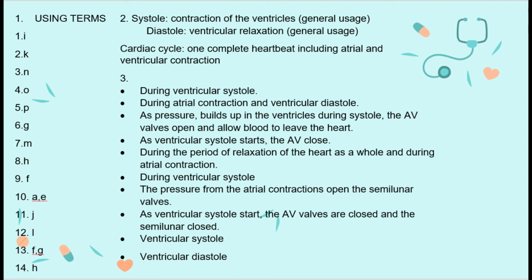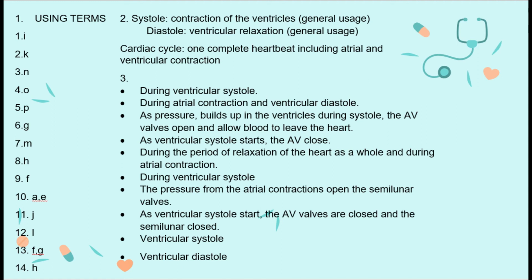Number 8, aortic valve closes, answer H. Number 9, aortic semilunar valve opens, answer F. Number 10, AV and semilunar valves are closed, answer A and E. Number 11, AV valve closes, answer J. Number 12, AV valve opens, answer L. Number 13, ventricular diastole, answer F and G. Number 14, ventricular systole, answer F.